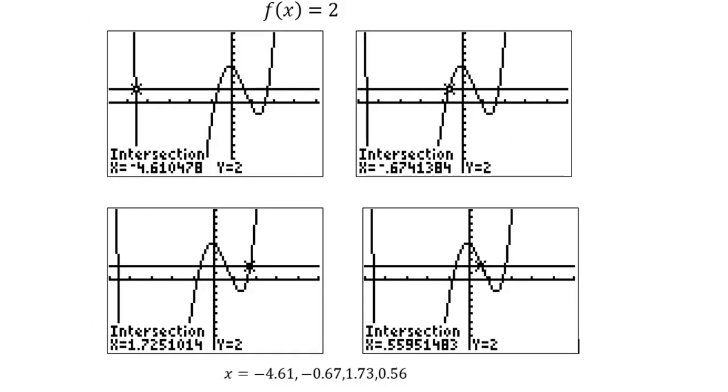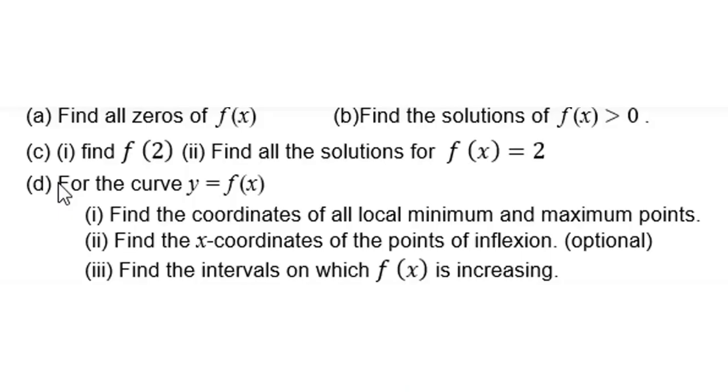In other words, the solutions to f of x equals 2 are the following: negative 4.61, negative 0.67, 1.73, and 0.56. D. For the curve y equals f of x, find the coordinates of all local minimum and maximum points.